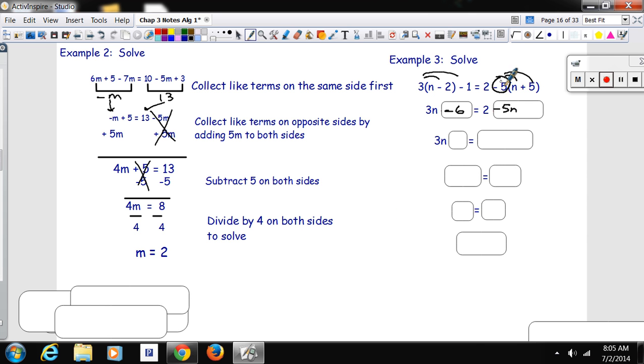And what's -5 times +5? -25, not +25, -25. So that's what's going to go in there. That's the distributive property. We do that first.